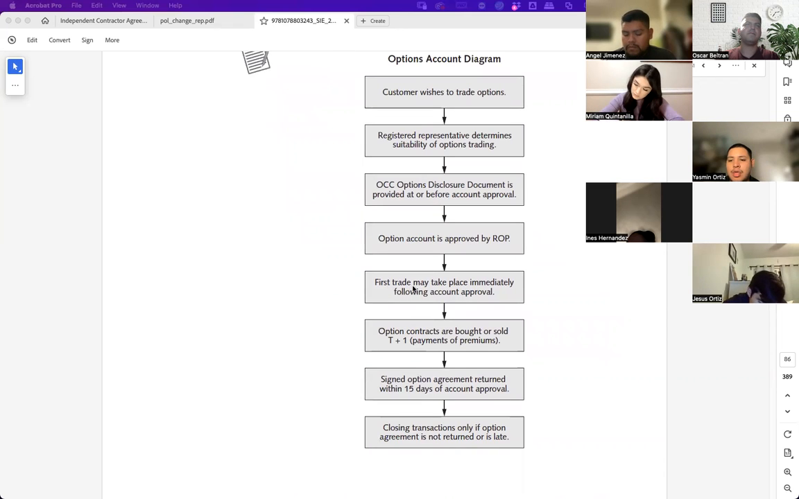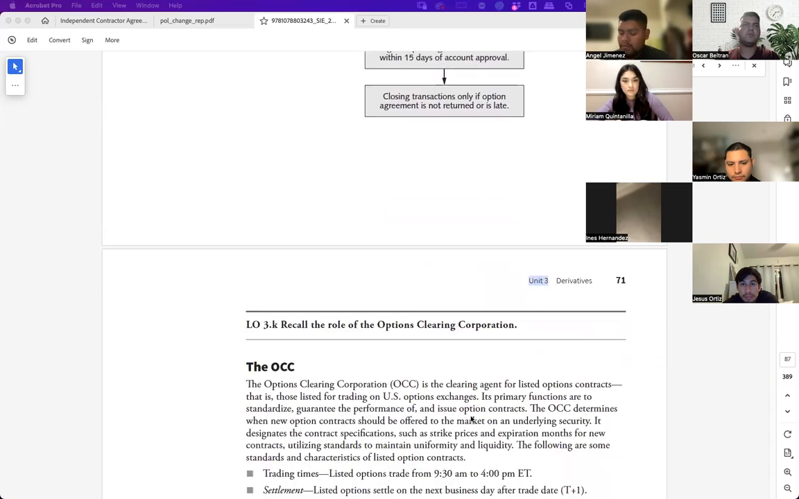First trade may take place immediately following account approval. Option contracts are bought or sold T+1 for payment of premium. Sign the option agreement and return it within 15 days of account approval. If we don't get that signed agreement within 15 days, pretty much the only thing they can do is close their transactions in the account. They can't make any new positions. Does that make sense? All right, cool.